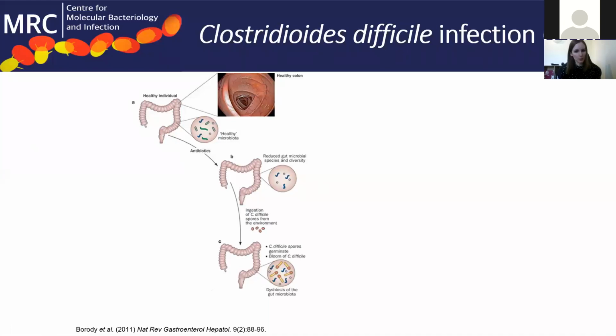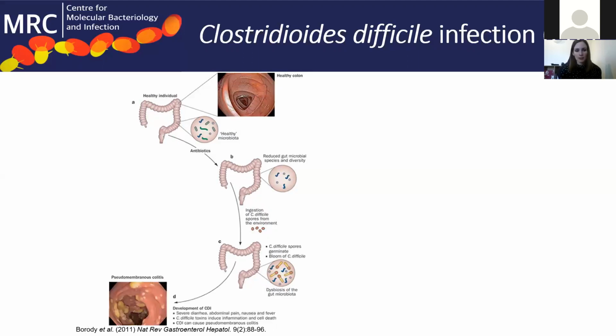But once you ingest these spores and they get into your gut, if you have this lower diversity gut microbiota following antibiotic treatment, these spores can then undergo a process called germination, where they start to grow into an active state. And it's actually this active state that causes the disease. You can see here a gross picture of something called pseudomembranous colitis. These patients generally have severe diarrhea, abdominal pain, nausea, fever. This is caused by the toxins that C. diff produces, which cause lots of inflammation, cell death in the gut, and this pseudomembranous colitis as I've shown here.